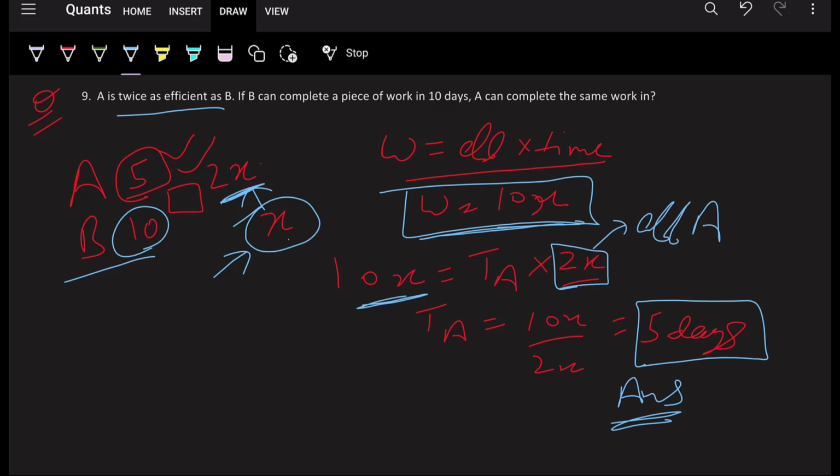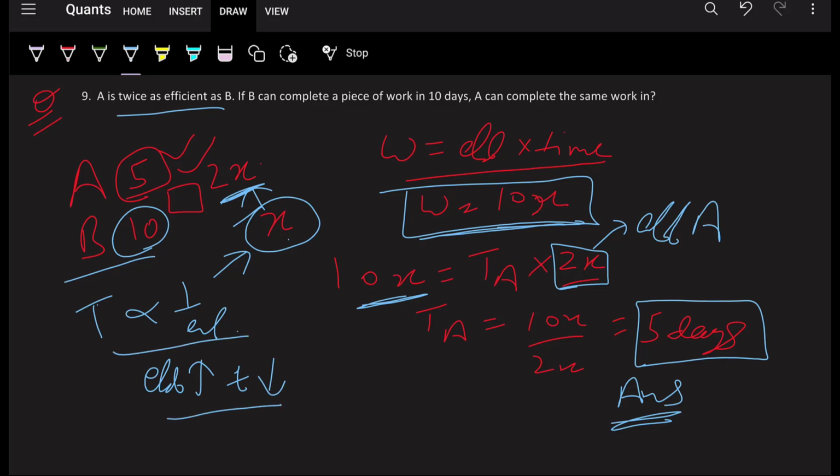Again, we do not have to go through this whole long process to do this simple question. Why? Because we know that in questions of work and time, time is inversely proportional to efficiency. How can we say that? If someone is more efficient, he will do more work in 1 day, so he will take less number of total days to complete a particular work. If efficiency increases, then time period will decrease. So they are inversely proportional.